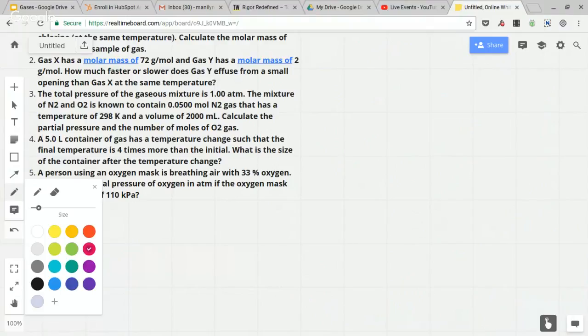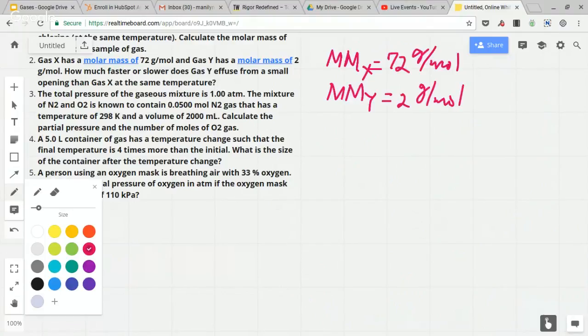Let's start with the given so that we won't get confused. We're given the molar mass of X, which is equal to 72 grams per mole, and the molar mass of gas Y, which is 2 grams per mole. It says how much faster or slower does gas Y effuse from a small opening than gas X. So we may put X above or Y, then we can just compare it.